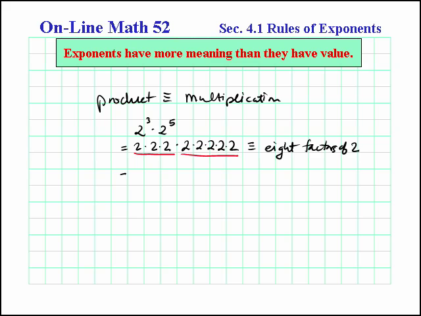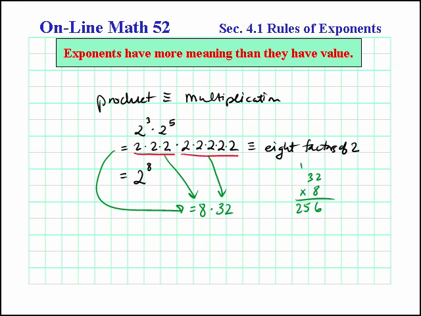So we can abbreviate that as 2 to the 8th power, because 8 factors of 2. That's the meaning of the exponent, 8 factors of 2. We can also get a value. 2 to the 3rd power is itself equal to 8, and 2 to the 5th power, we saw a moment ago, is 32. And if we multiply those two together, let's see, 2 times 8 is 16, 6 carry the 1, 256 is the 8th power of 2.